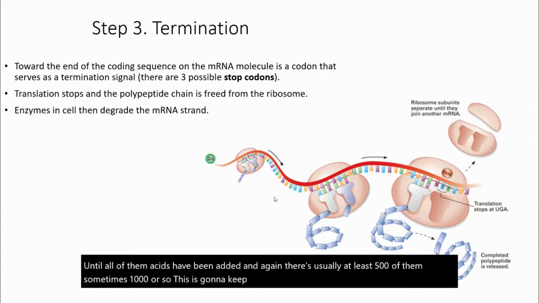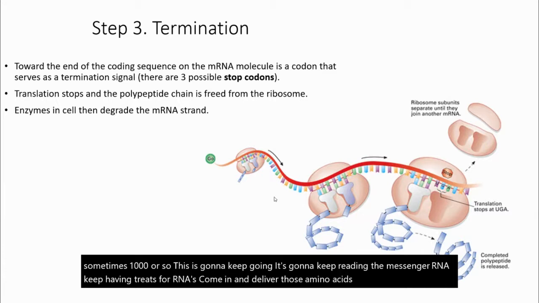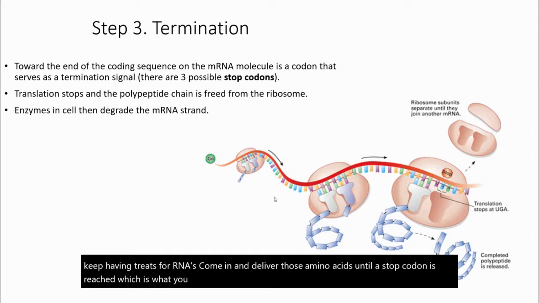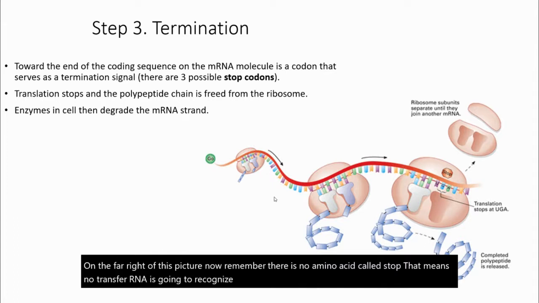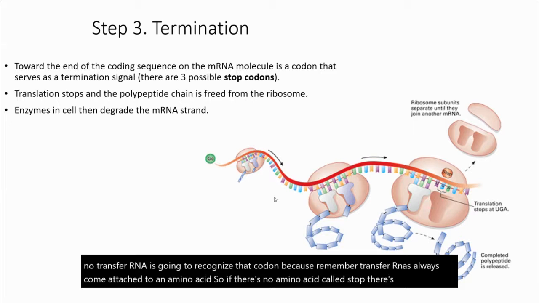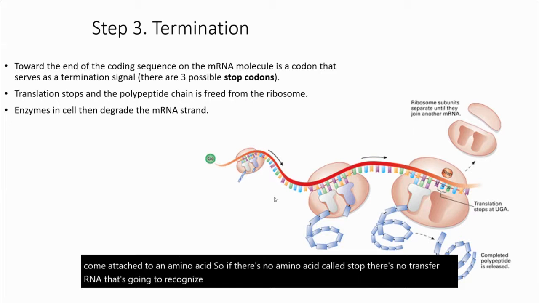It's going to keep reading the messenger RNA, keep having transfer RNAs come in and deliver those amino acids until a stop codon is reached, which is what you see on the far right of this picture. Now remember, there is no amino acid called stop. That means no transfer RNA is going to recognize that codon, because remember, transfer RNAs always come attached to an amino acid. So if there's no amino acid called stop, there's no transfer RNA that's going to recognize that codon.